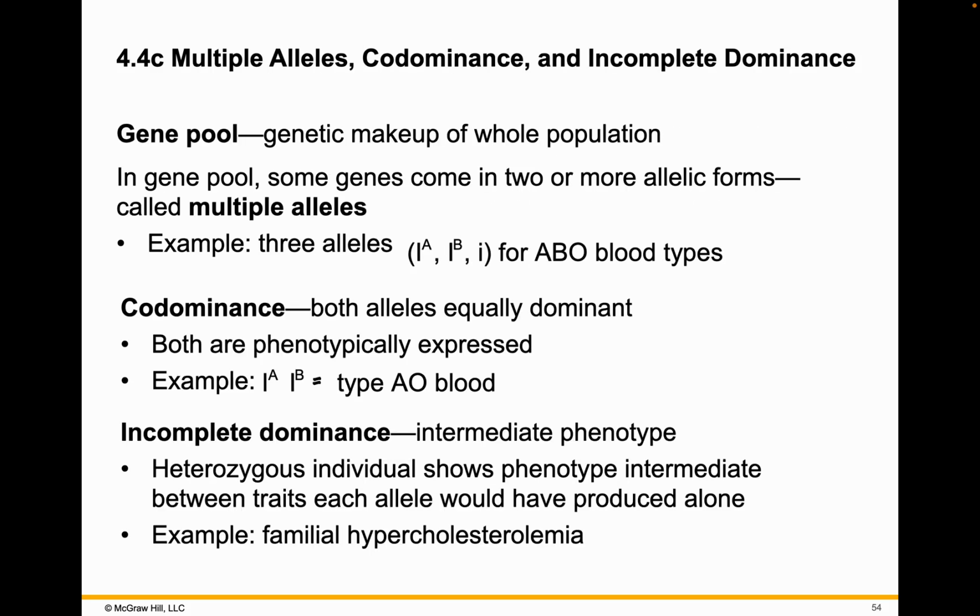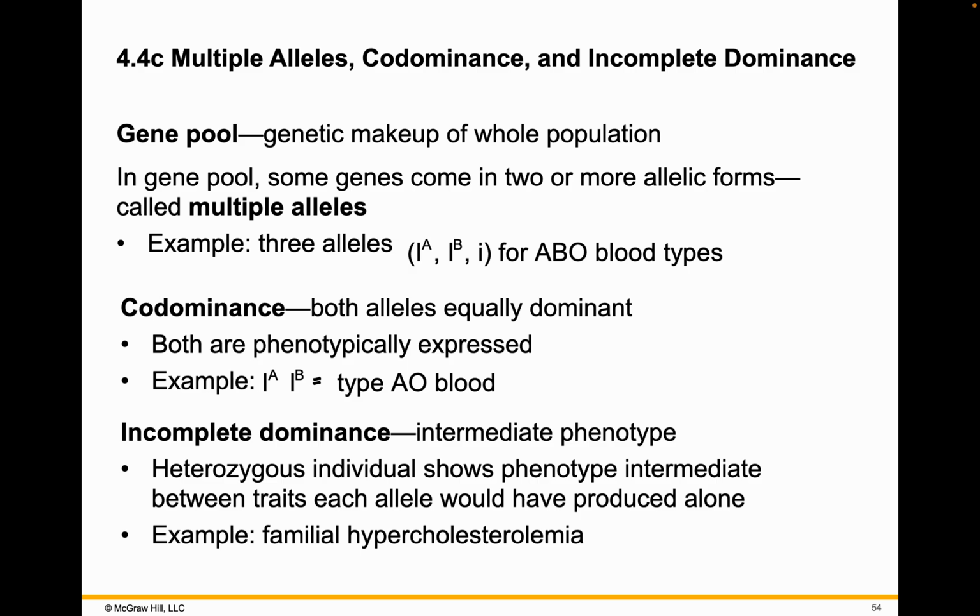Gene pool is the genetic makeup of the whole population. In a gene pool, some genes come in 2 or more allelic forms called multiple alleles. For example, for blood types, we have the gene I, which codes for an enzyme that makes a carbohydrate, and there are 3 forms of that. IA, which makes the enzyme that makes A carbohydrate, IB, that makes the enzyme that makes B carbohydrate, and lowercase i, which doesn't make an enzyme.